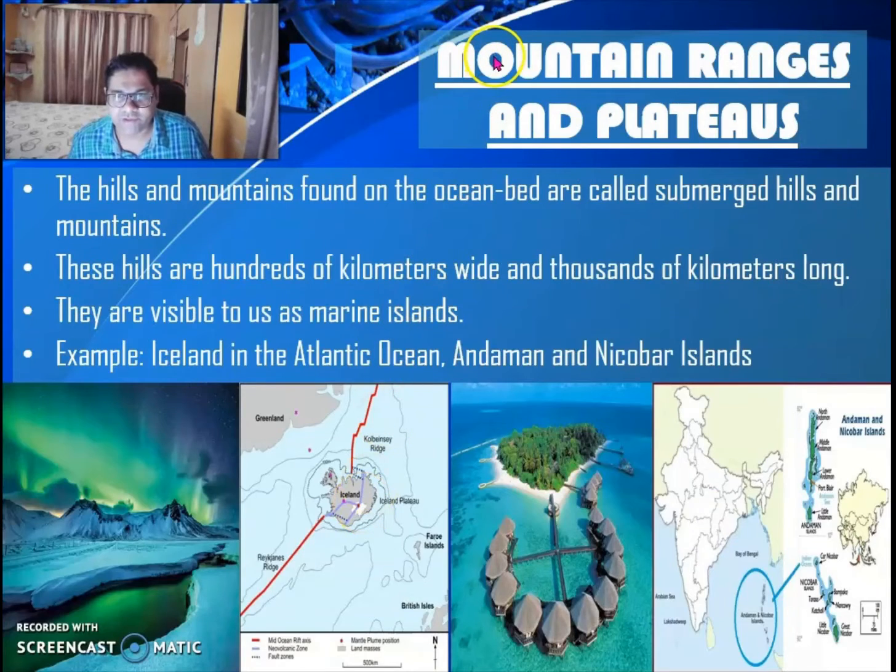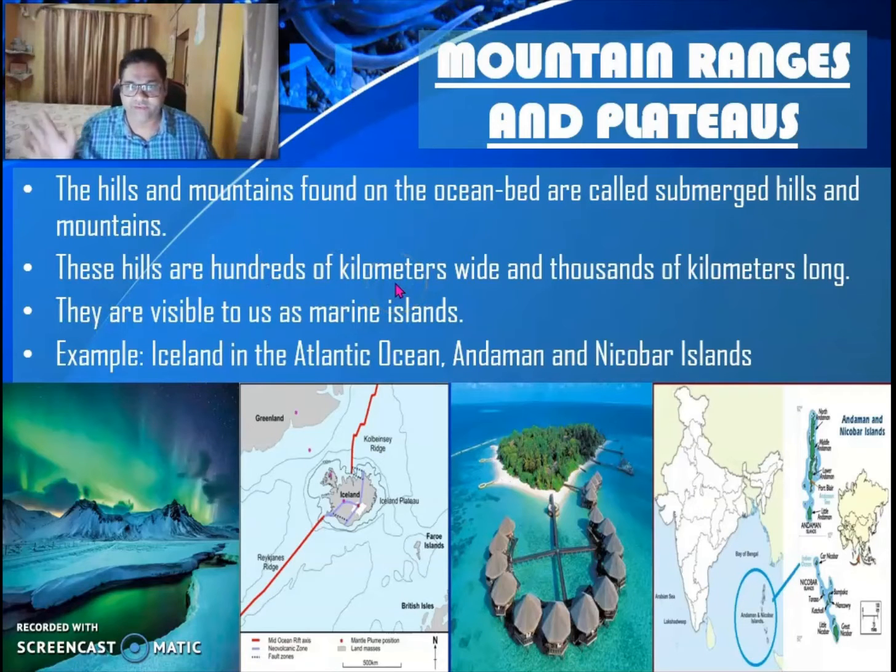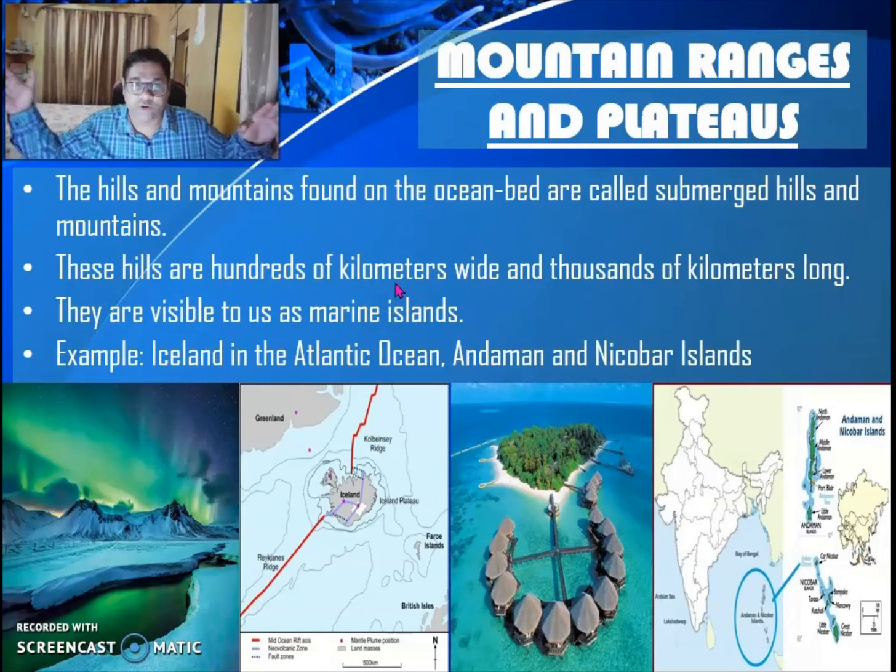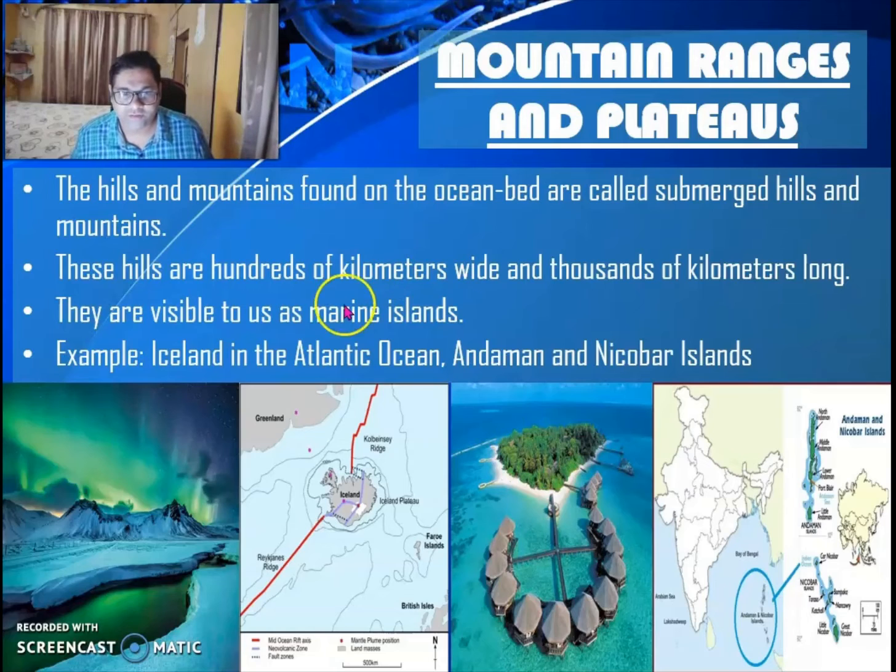Next, we have the mountain ranges and plateaus. The hills and mountains found on the ocean bed are called submerged hills and mountains. These hills are hundreds of kilometers wide, and thousands of kilometers long. They are visible to us as marine islands.